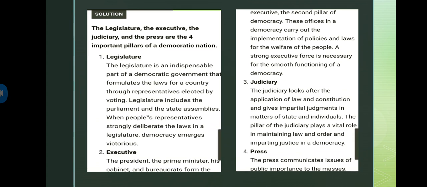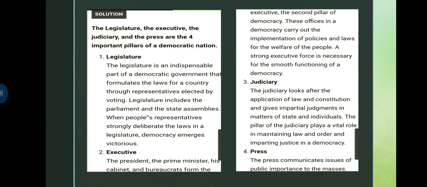Now, what is the executive? The president, the prime minister, his cabinet and bureaucrats form the executive, the second pillar of democracy. These all of the nation and laws for the welfare of the people. A strong executive force is necessary for the smooth functioning of a democracy.